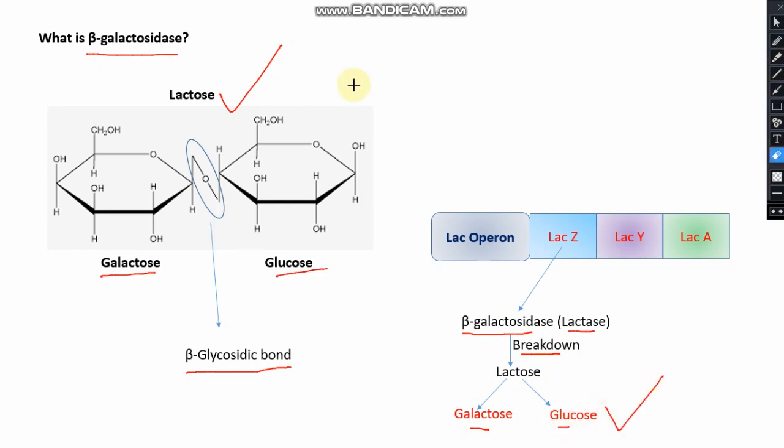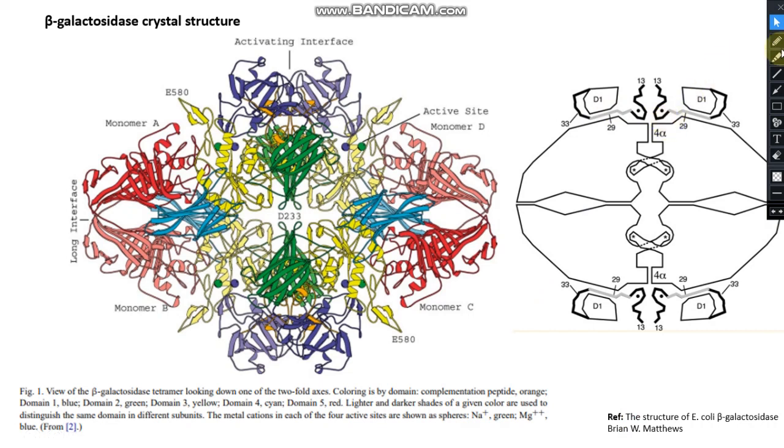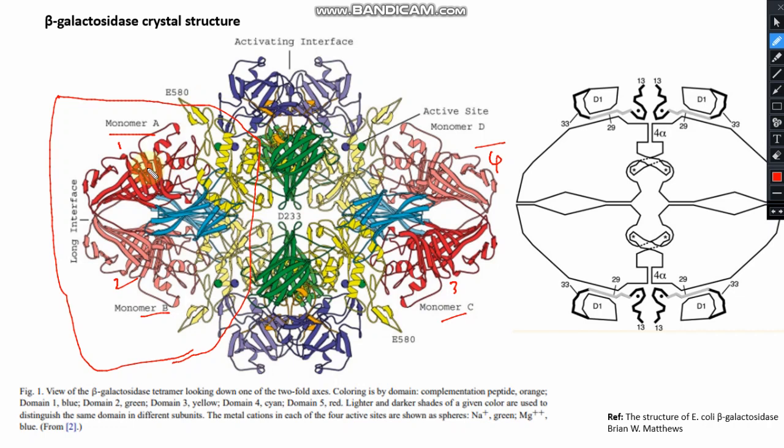Now I will show you the crystal structure of beta-galactosidase. It consists of four identical monomers: monomer A, monomer B, monomer C and D. So this is 1, this is 2, this is 3 and this is 4. It also contains 5 different domains. If you consider this one monomer, it contains around 5 domains: 1, 2, 3, 4, 5.